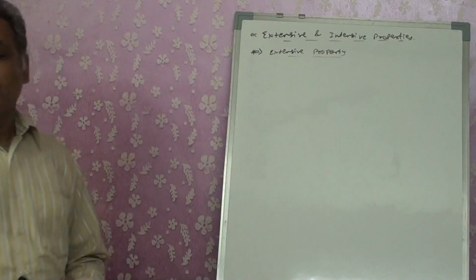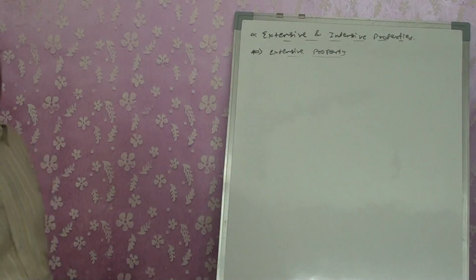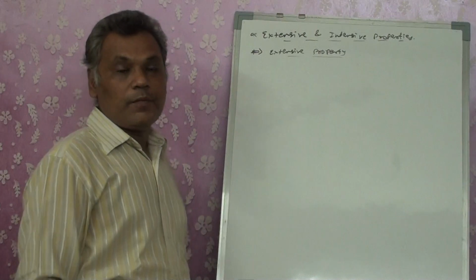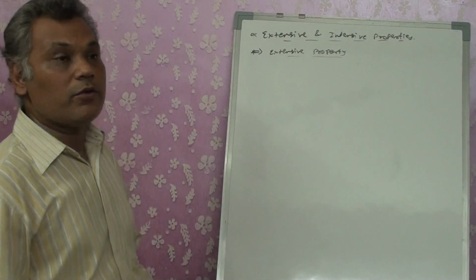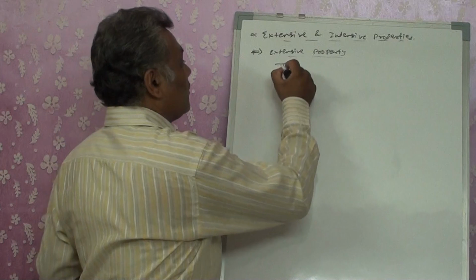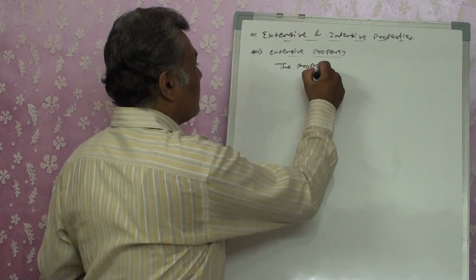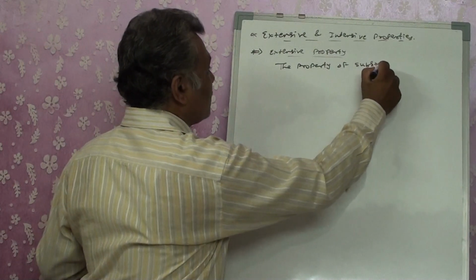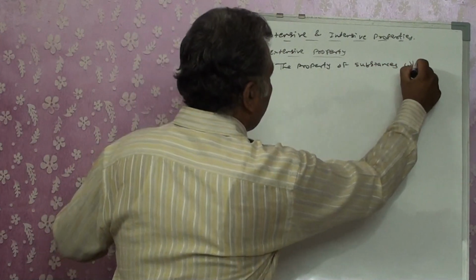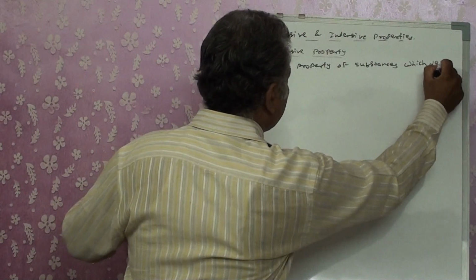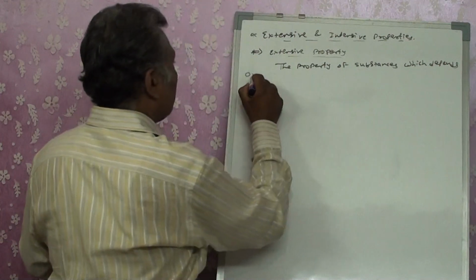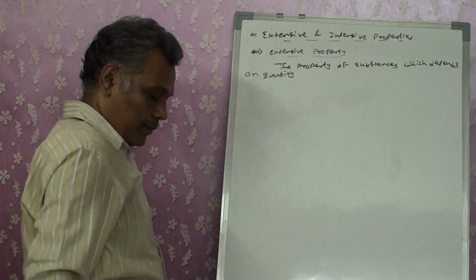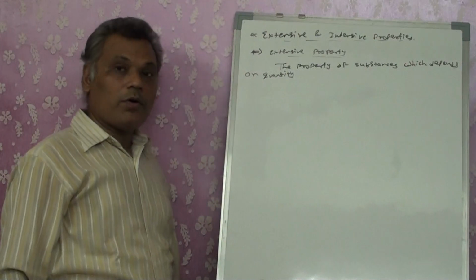Extensive property means the property of the substance which depends on the quantity and not on the method. It depends on the quantity and not on the method to obtain it. The property of substances which depends on quantity. It depends on quantity.